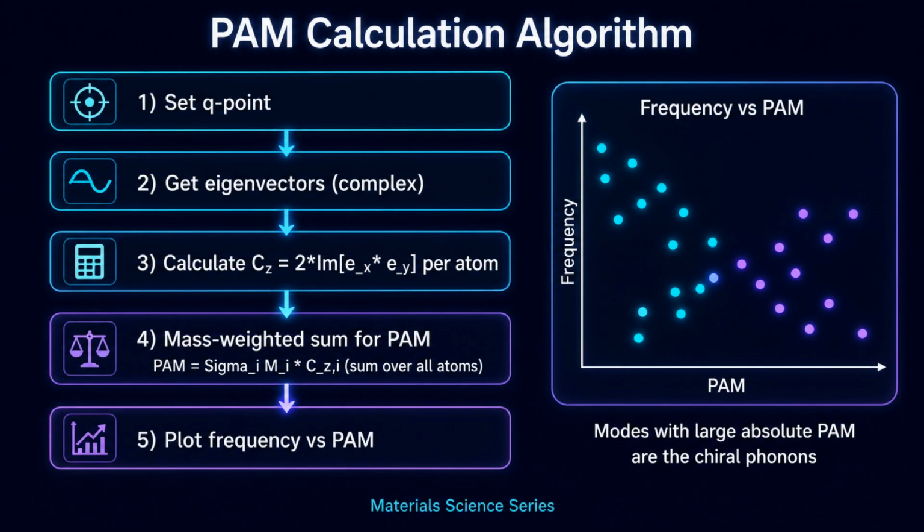The PAM calculation algorithm proceeds in clear steps. First, set the q point of interest. Second, extract the complex eigenvectors from Phonopy. Third, for each atom, calculate C_z from the eigenvector components. Fourth, sum with mass weighting to get total PAM. Fifth, visualize by plotting frequency versus PAM to identify which modes are chiral. Modes with large absolute PAM are the chiral phonons.